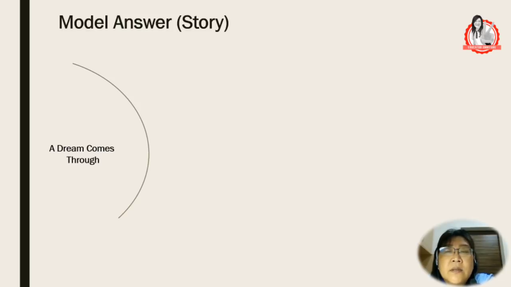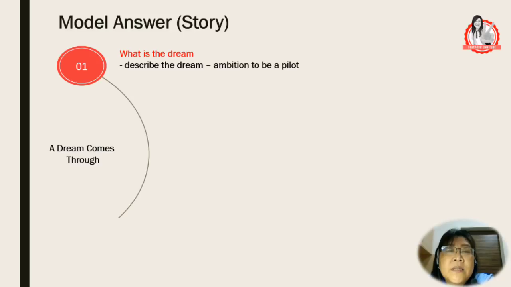So this is a story and the story has a title. The title is A Dream Comes True. So number 1, what is the dream? You have to describe the dream.